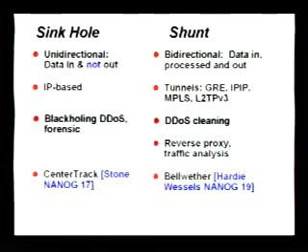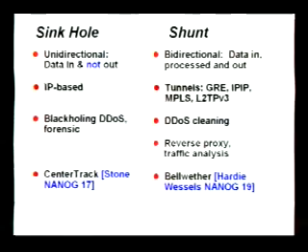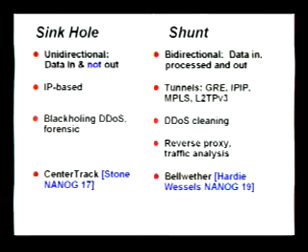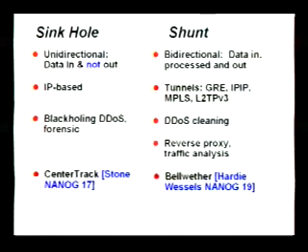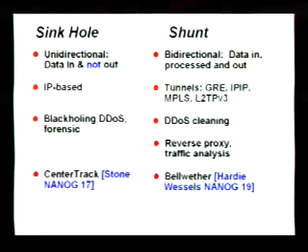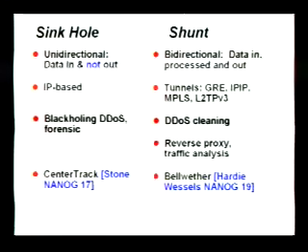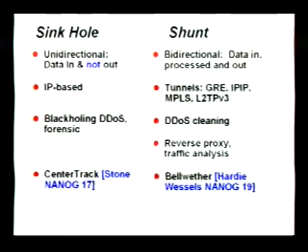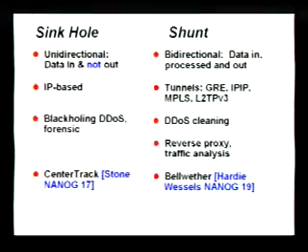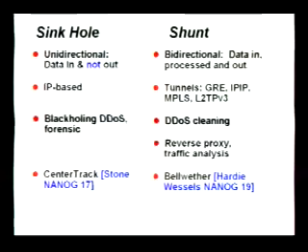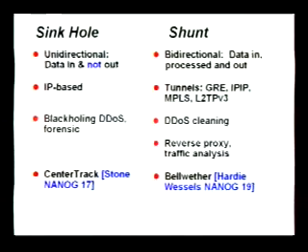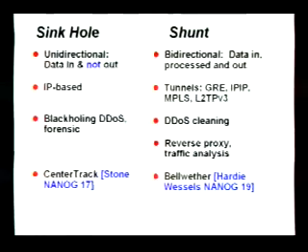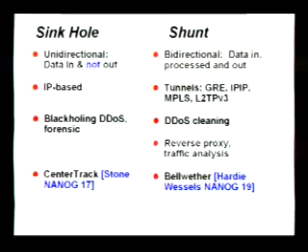So what's the difference between the two methods? The sinkhole is unidirectional. The traffic only gets in, and in the shunt, the traffic goes in and out. Sinkhole is quite standard to implement, just with standard IP technology. You don't need tunnels. And in the shunt, as we'll see, we use, at least in one of the directions and sometimes in both directions, some form of tunneling, such as GRE, IP, MPLS, or L2TPv3.